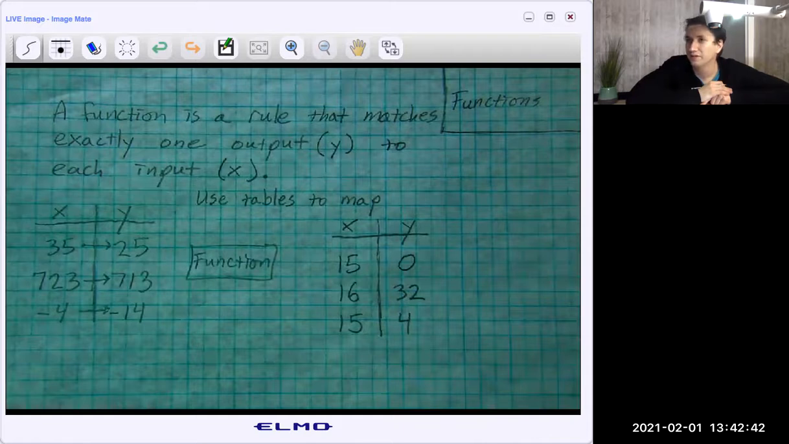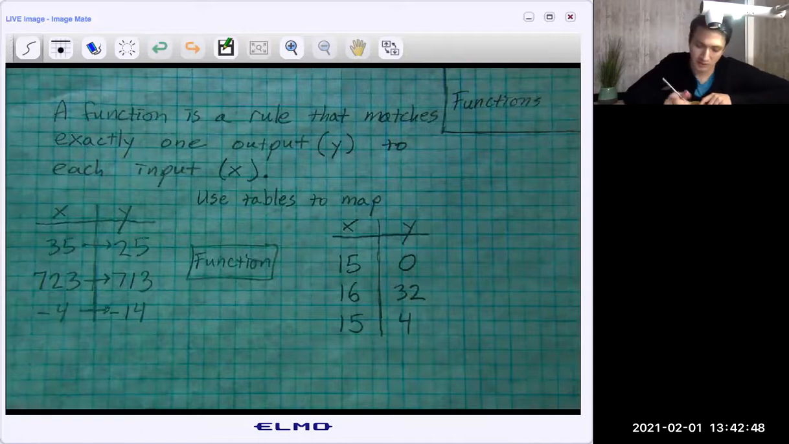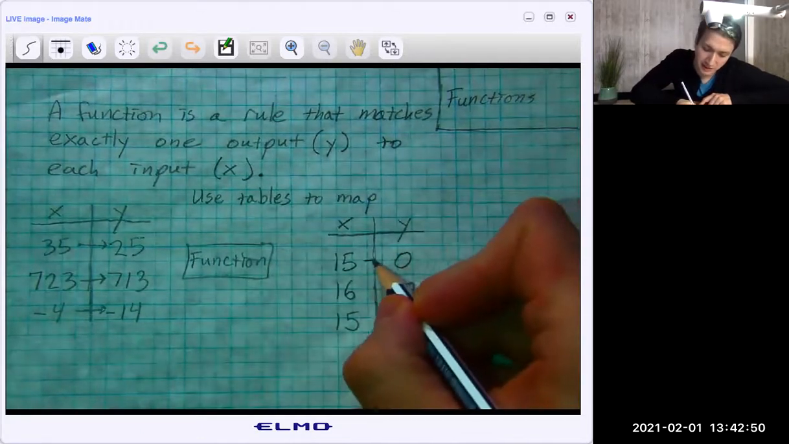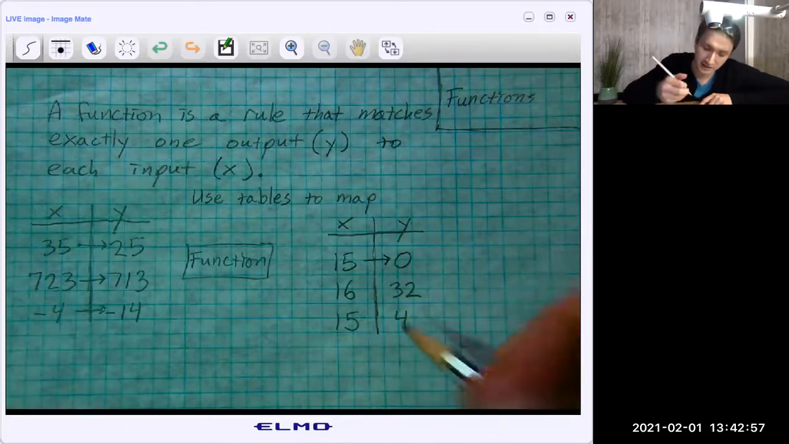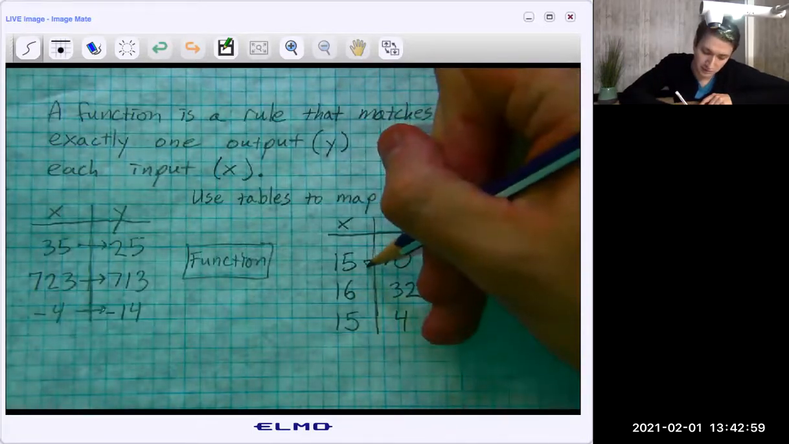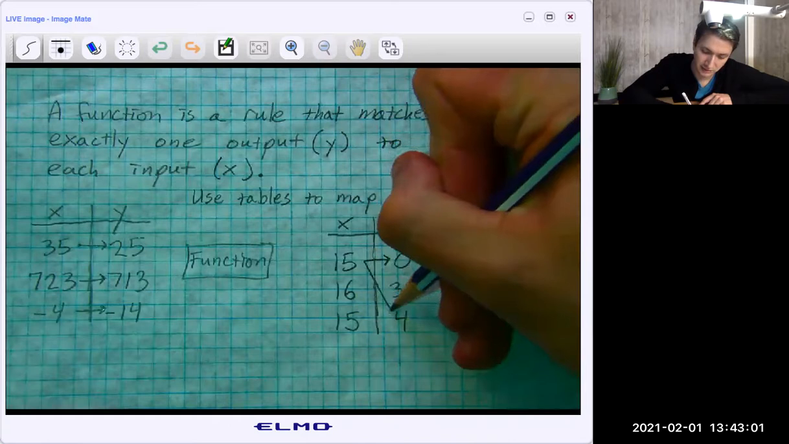So this right here already is showing something weird's happening. There was some rule that was changing all these numbers. But when I put in a 15, I got out a 0. So I can map it like that, draw my arrow. But when I put in the 15 again, I got out a 4. So I'm going to draw another arrow that goes down to the 4.